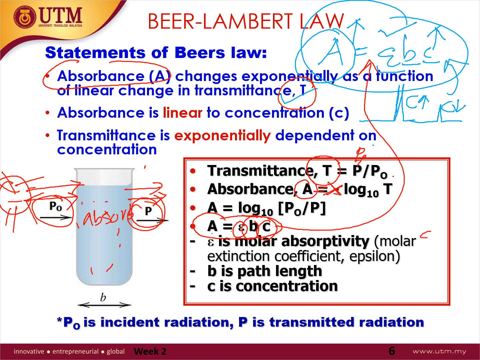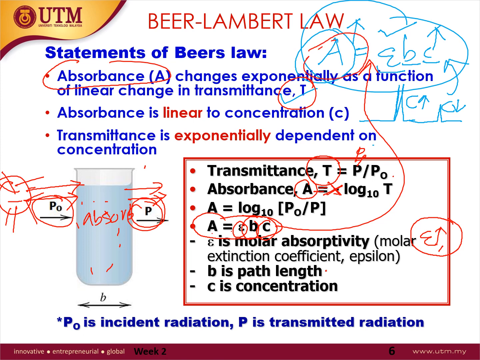Okay. The higher the epsilon means that it is a very good UV visible species that can absorb a lot of radiation. So when you want to analyze analytes, you want to see a very high epsilon so that you can get a very good absorbance.